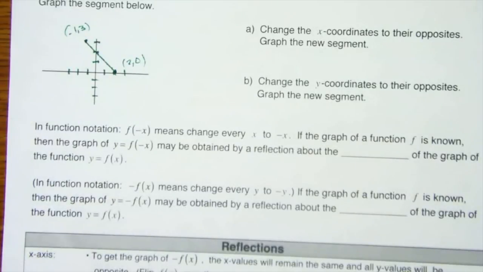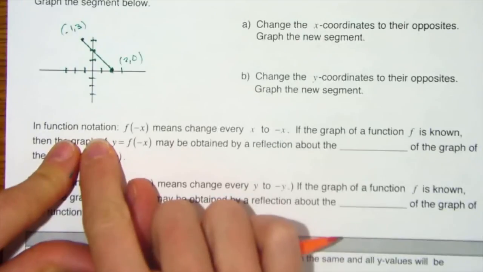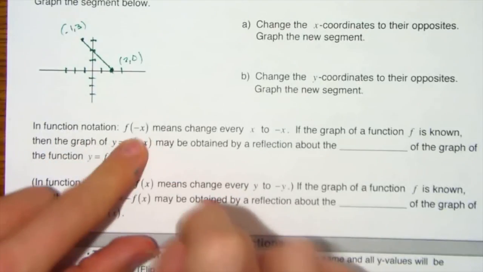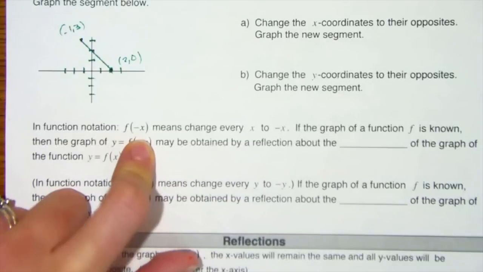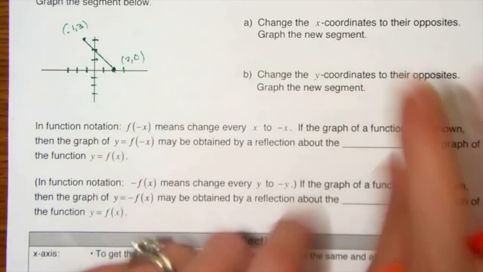All right. Now what I want you guys to pay attention to is this notation here. We have f of negative x. Now, is this negative x part of the input or the output? The input. We're actually going to be plugging it into the function. But with that said, if we have f of negative x, we're just changing the x values to their opposites. So let's go ahead and do that.